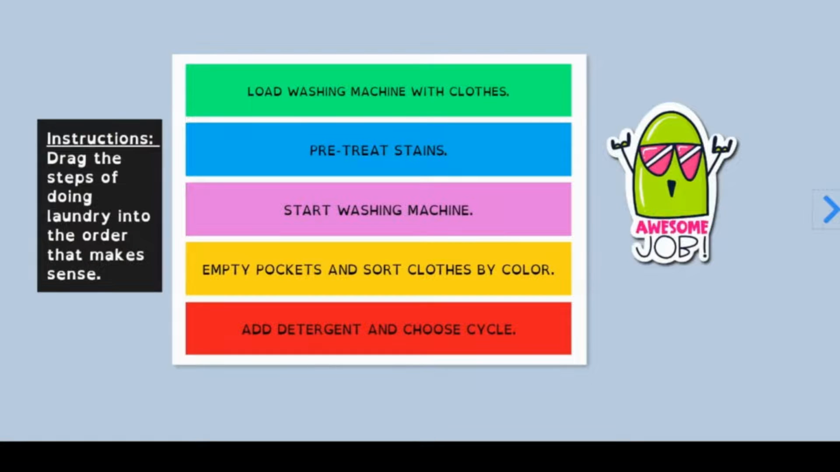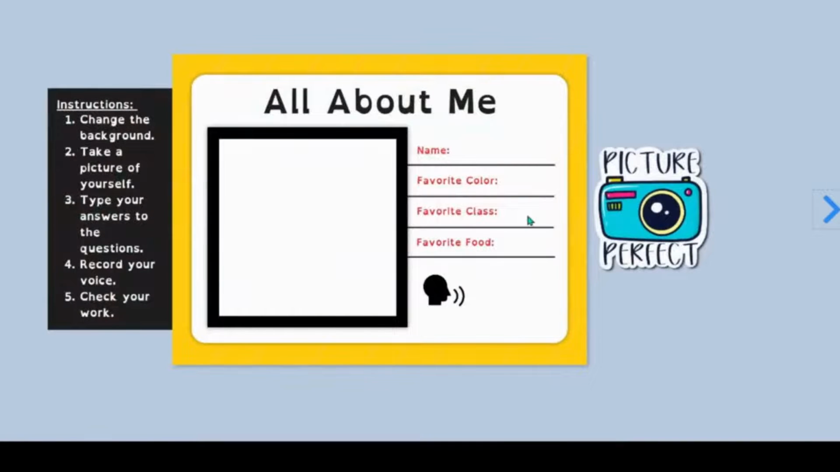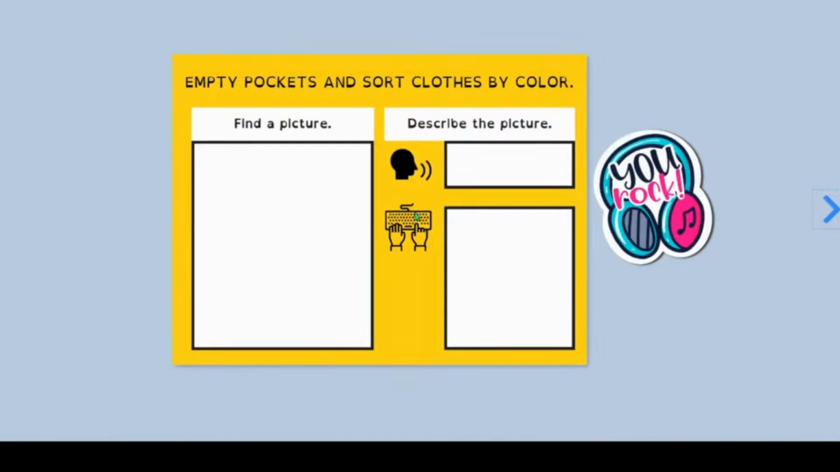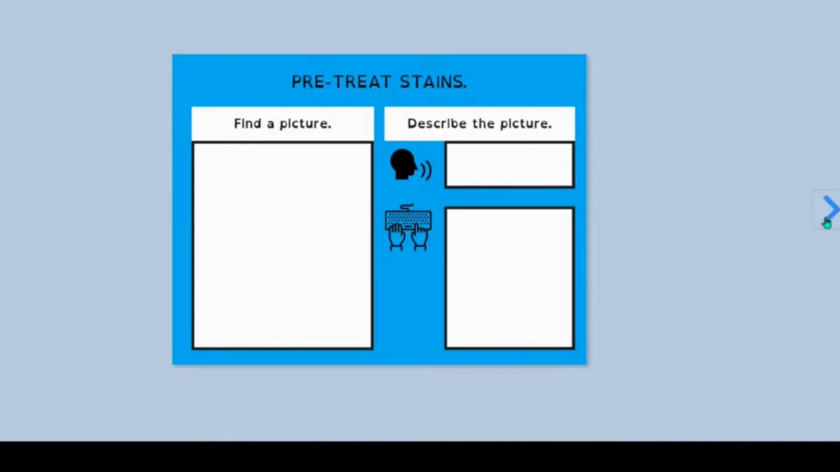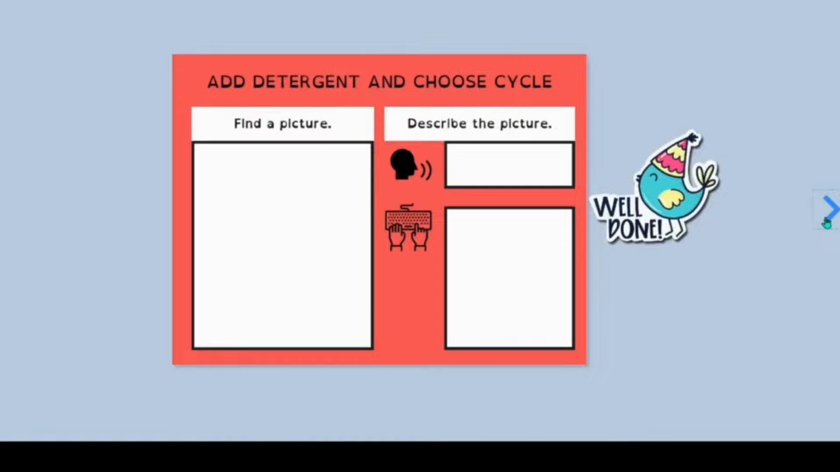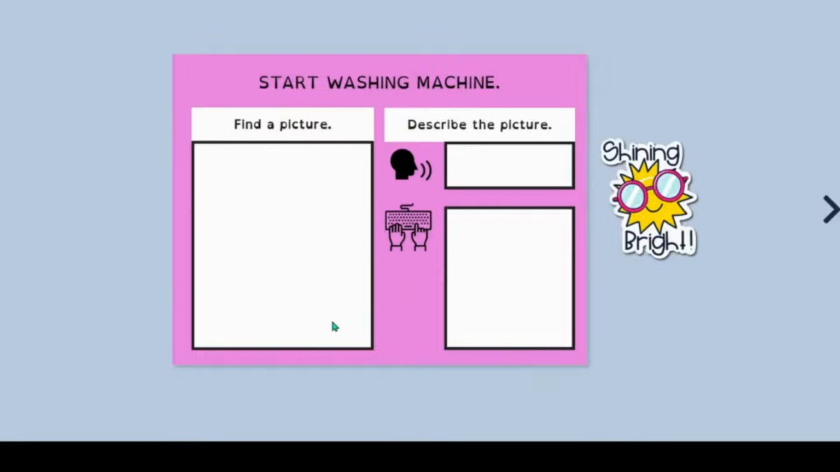Here's a drag and drop. And here is an area for the students to put a picture of themselves and put audio. And again, audio, and this one is their typing. So it gives them the different directions and different modalities as they're working through this little book about the different processes of doing laundry.